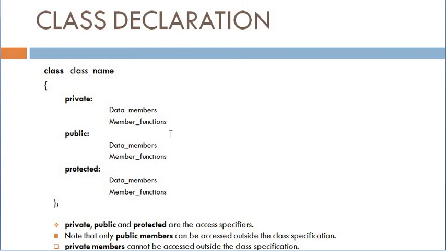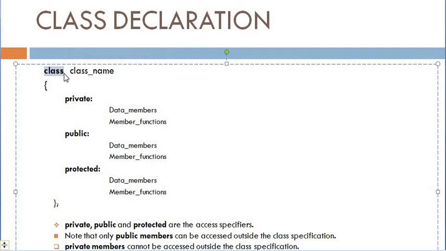Now look at the format of declaring a class. It starts with the class keyword, followed by the name of the class. Once you declare the name of the class, give the body of the class as represented by this opening brace and this closing brace followed by a semicolon. Inside the body of this class, you can declare the data members and the member functions. The data members denote the properties of a class and the member functions show the behavior of a class.